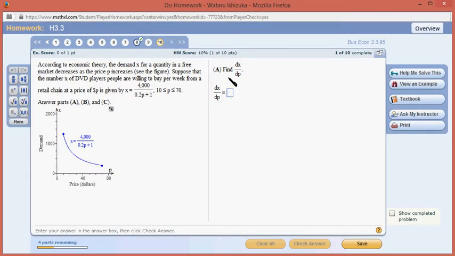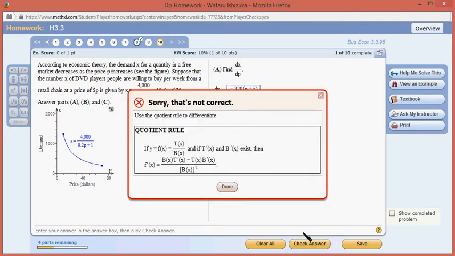Negative 320 times p plus 5, and on the bottom we have the quantity 0.2p plus 1 squared. Let's check the answer. I got that one wrong.